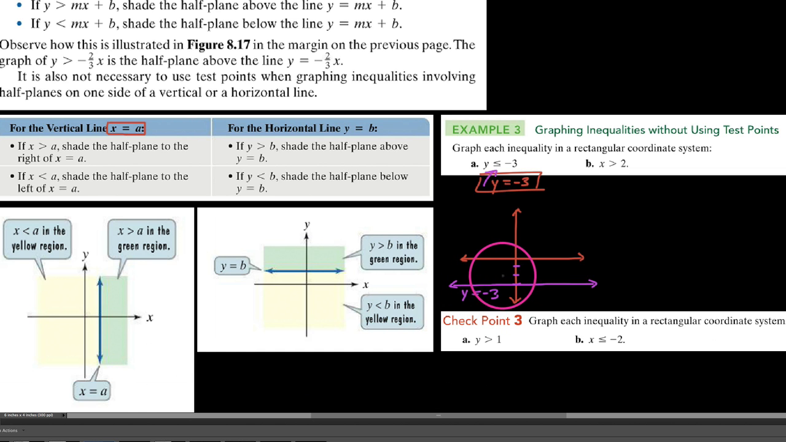Now in terms of shading above or below, because it's less than or equal to, I know that we're going to shade this entire half plane below here. So all the points on this line and below this line are solutions to this inequality.